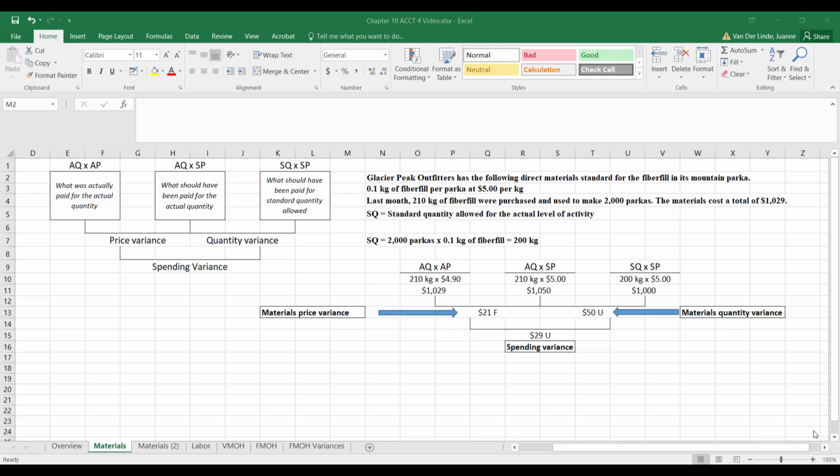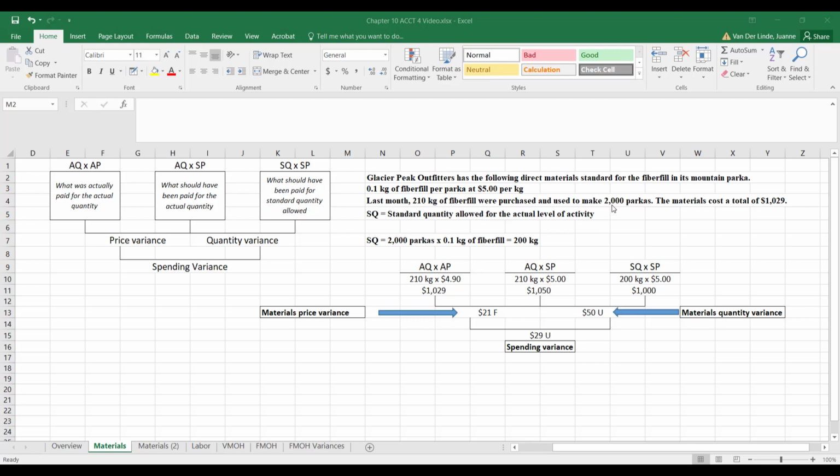Now we're going to look at an example. This is Glacier Peak Outfitters, and it says Glacier Peak Outfitters has the following direct materials standard for the fiber fill in its mountain parka: 0.1 kilograms of fiber fill per parka at $5 per kilogram. They've given us two things there: the standard quantity of material that should be used per parka, and the standard cost per kilogram of material. Last month, 210 kilograms of fiber fill were purchased and used to make 2,000 parkas. The materials cost a total of $1,029.